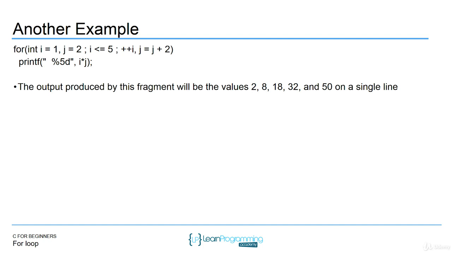And so it's going to say i times j, which is 1 times 2, and it's going to display it. It's going to check to make sure i is not greater than 5. i is not, it's 1. So it's going to go back up and execute a second time.